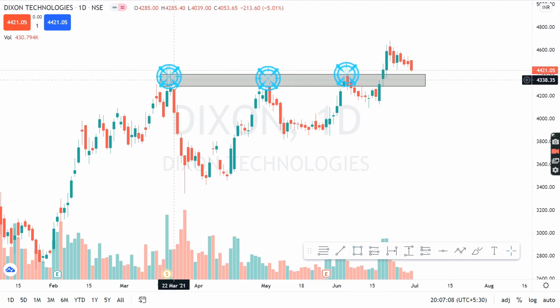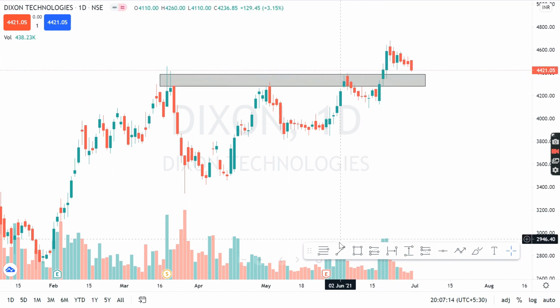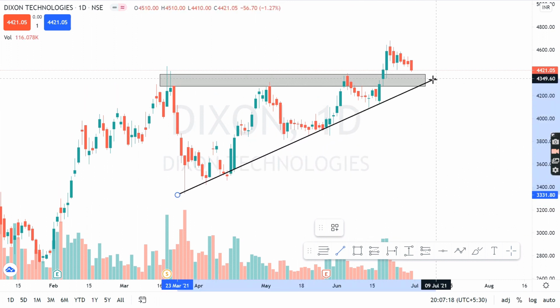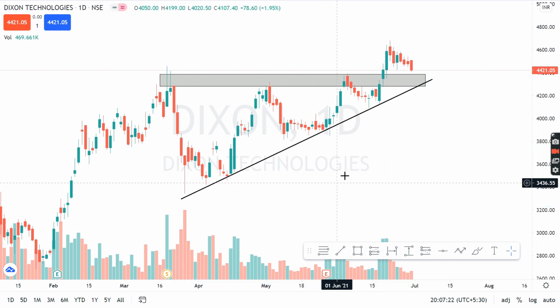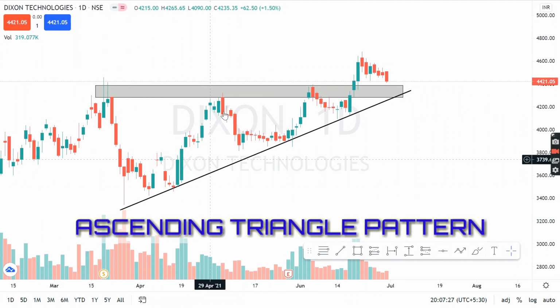It has taken resistance once, twice and thrice over here, and now it has given a breakout of this zone. If I draw a trend line from this level to this level, we can see that this stock has formed an ascending triangle.